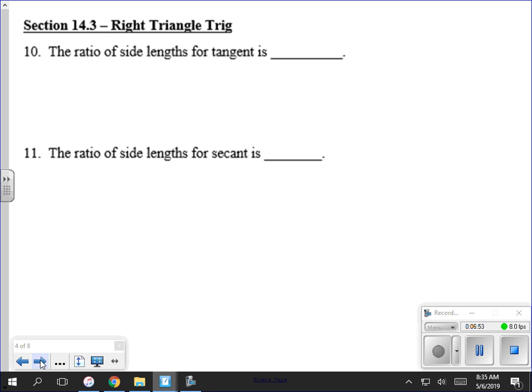Okay, right triangle trig. The ratio of side lengths for a tangent. Opposite over adjacent.